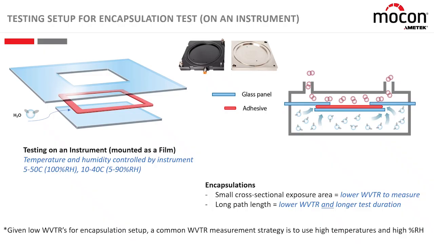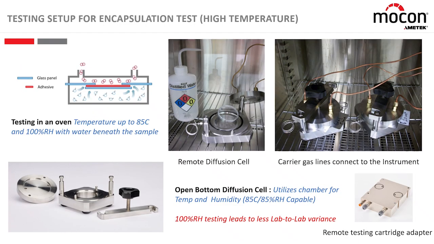But what I want to get across is really with the low transmission rates for encapsulations and the setup, the strategy for this oftentimes is to try to use higher temperatures with very high humidity so we can measure that water vapor coming through. So if I mention a high temperature and high humidity, how do we do that? So we mimic the same setup, but instead of using a cartridge to mount my sample in, we use something called a remote diffusion cell.